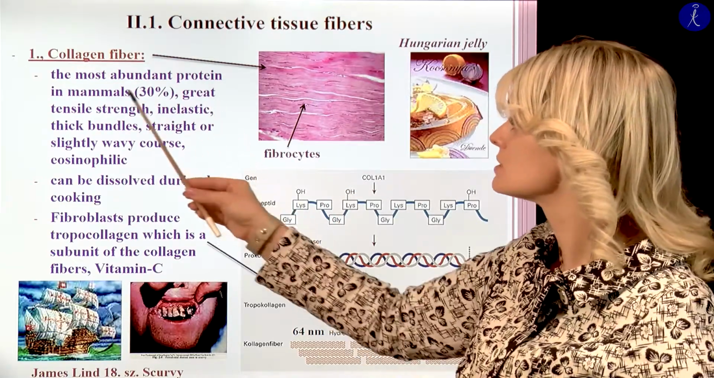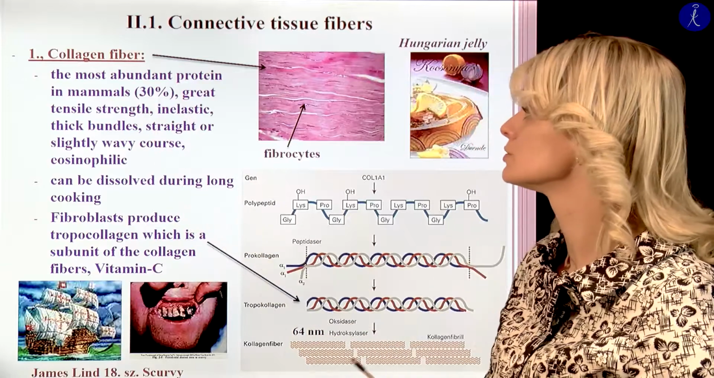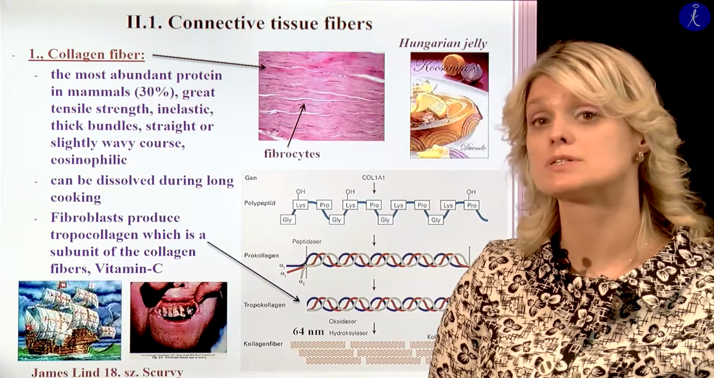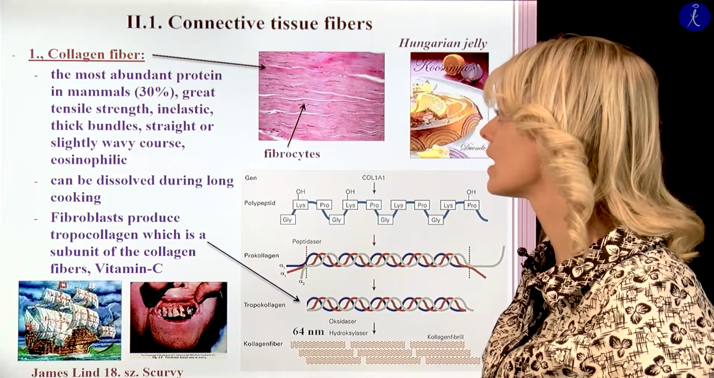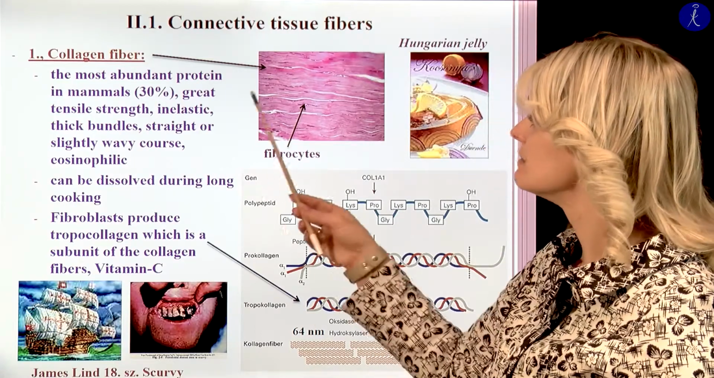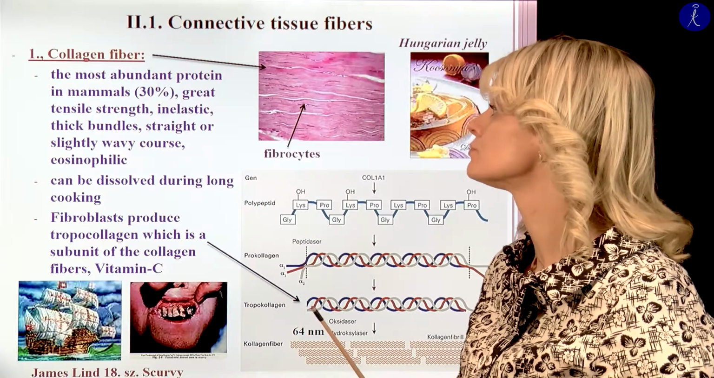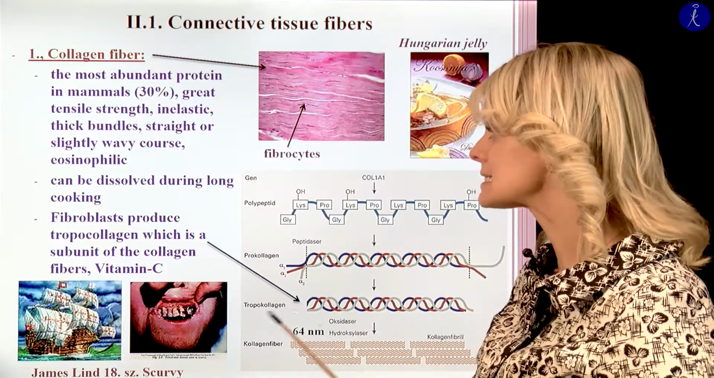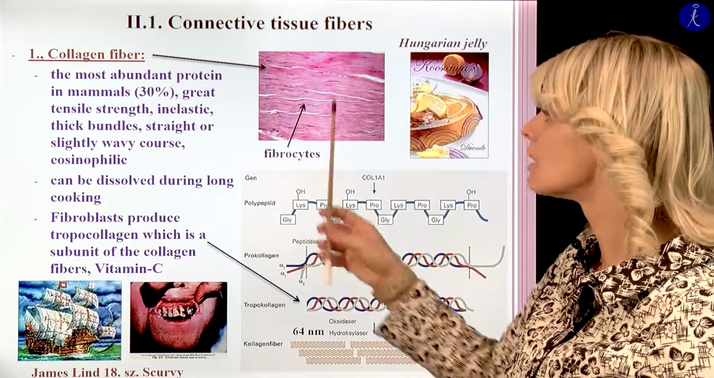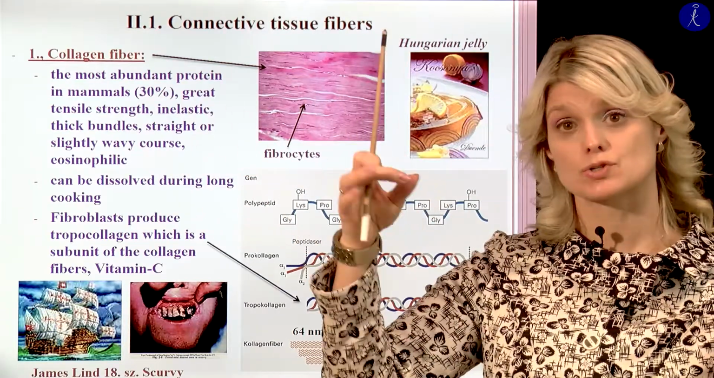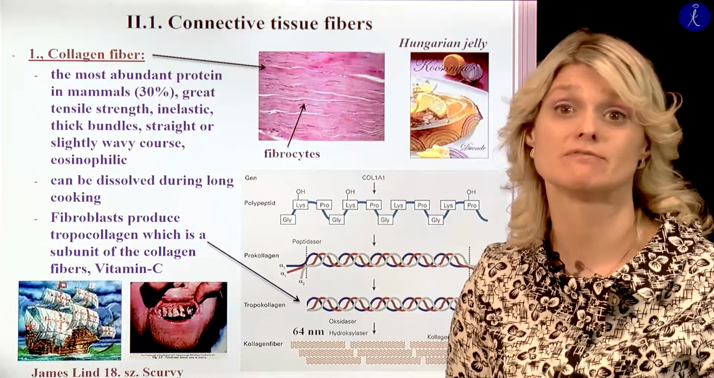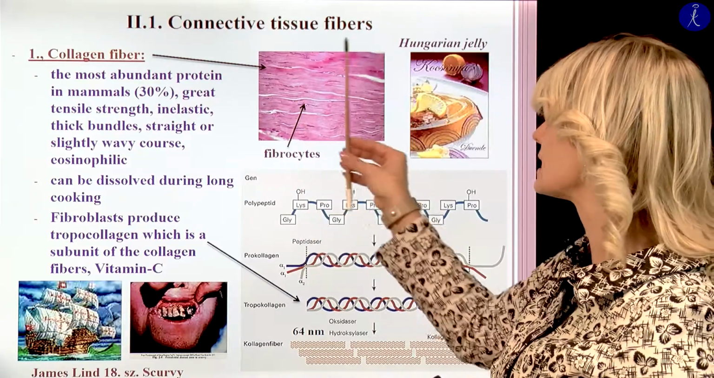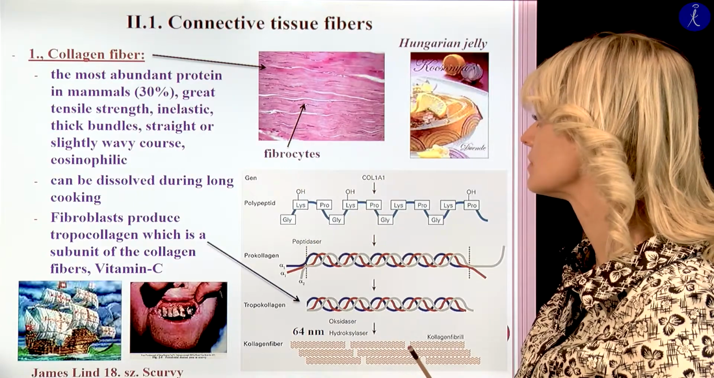These fibers are the most abundant protein in mammals. We have more than 20 types of collagen fibers in the body. They have a very great tensile strength, and they are inelastic, and they will form different bundles. Mostly they are straight, but they could have a little wavy shape. With hematoxylin and eosin staining, they are eosinophilic.